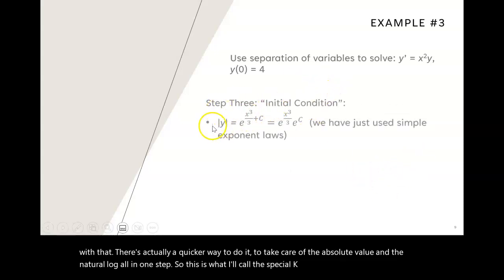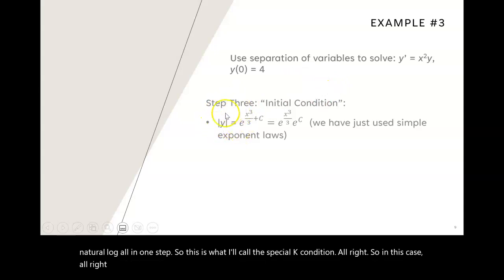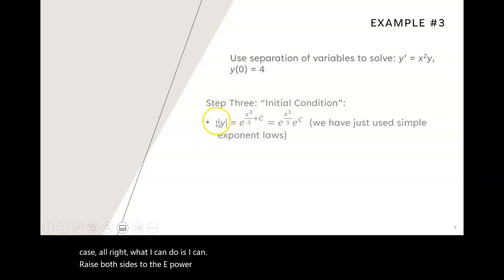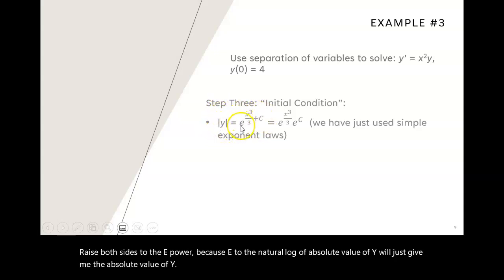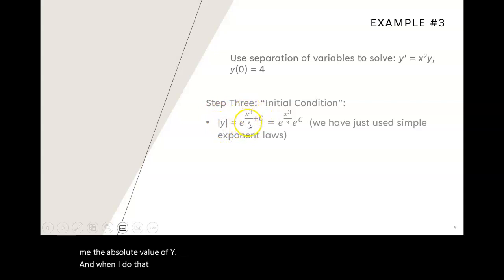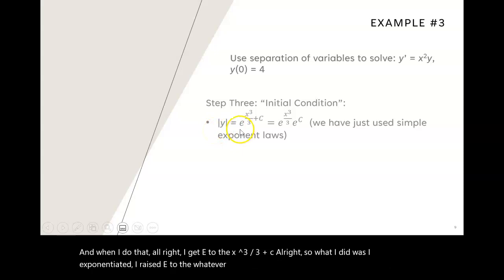All right, so in this case, what I can do is I can raise both sides to the e power, because e to the natural log of absolute value of y will just give me the absolute value of y. And when I do that, I get e to the x cubed over 3 plus c. So what I did was I exponentiated. I raised e to the whatever power on the left and the right.